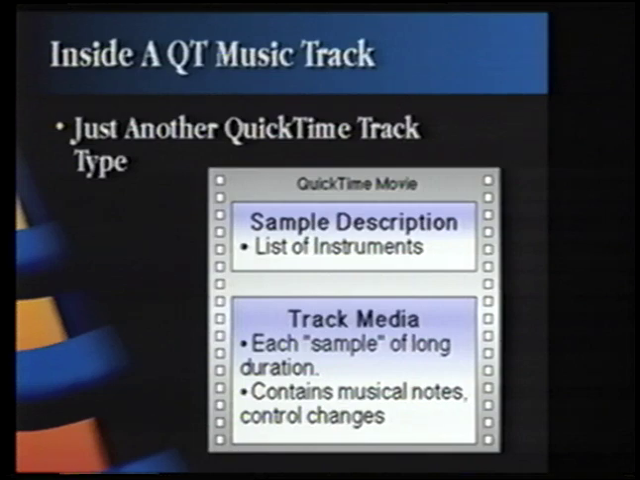Okay, inside a QuickTime music track. A QuickTime music track is just like any other track. It has a sample description, which is loaded into RAM when you run the movie, and then media samples, which are brought in as needed. Typically, they're all brought in on a music track because the data is very small. Up in the sample description is a list of which instruments are used for that track, and then down in the media samples is the notes and the timing of the track. It can also contain various control changes and knob changes as well.